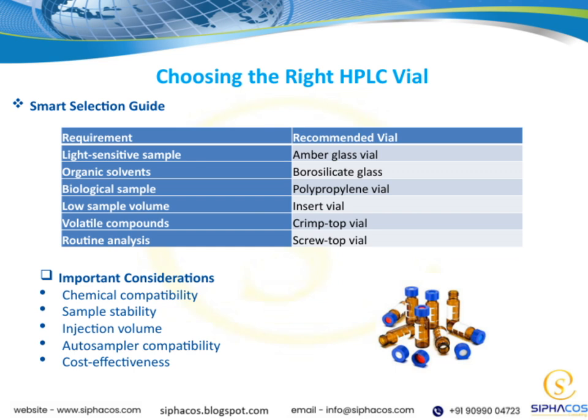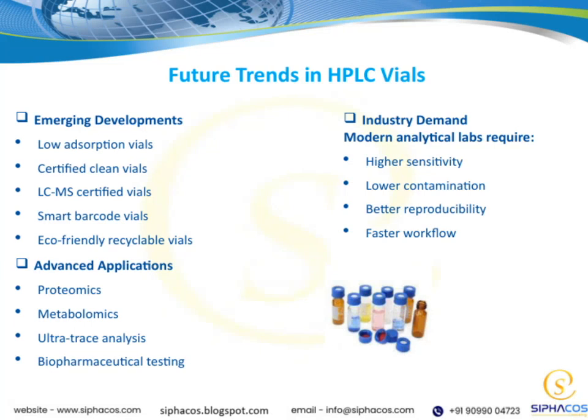Industry demand is really driving the evolution of modern analytical labs. Today, labs require higher sensitivity to detect even the smallest quantities of analytes. At the same time, there's a strong need for lower contamination levels to ensure accuracy and reliability of results. Better reproducibility is also crucial, so we can trust that our measurements are consistent over time. And of course, faster workflows are essential to keep up with the increasing volume and complexity of samples.